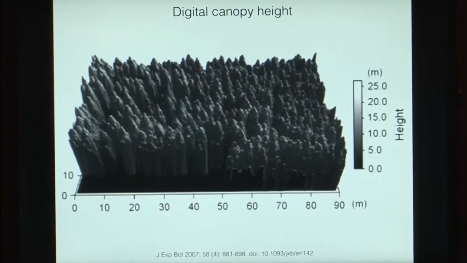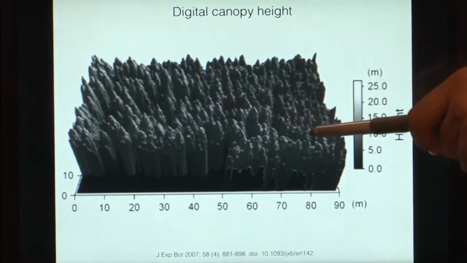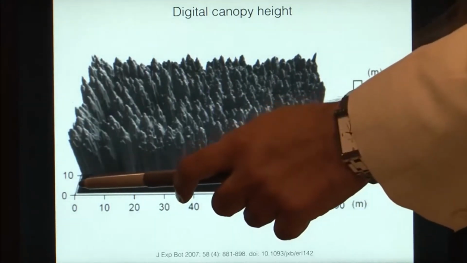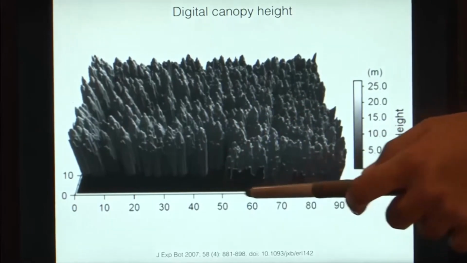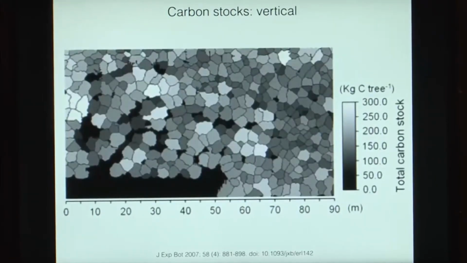In this case we are using all those radiations that are reflecting out from the tree tops, and then we are also using this digital elevation measurement to get the elevation of the ground, and so we can get the height of the canopies. We can also use it to get the carbon stocks.